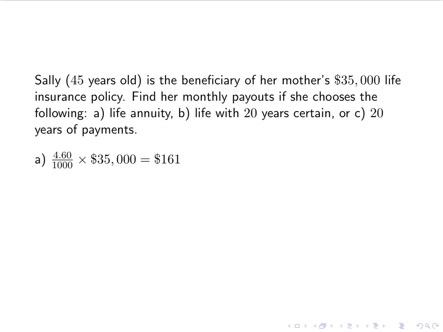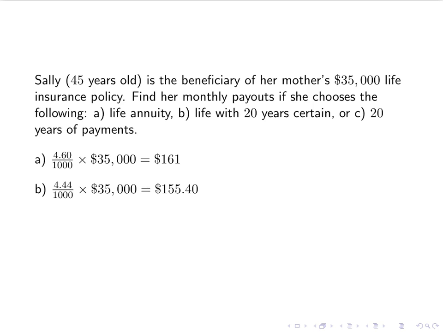If she chose B, life with 20 years certain, we're going to go 2 numbers over from the 460 and get $4.44. So again, her monthly payout would be less, but if she doesn't think she's going to make the 20 years, that's the better option because then her beneficiary will continue getting it until the 20 years is over.